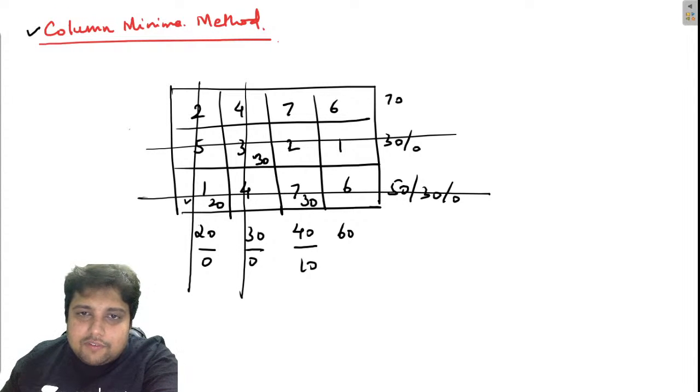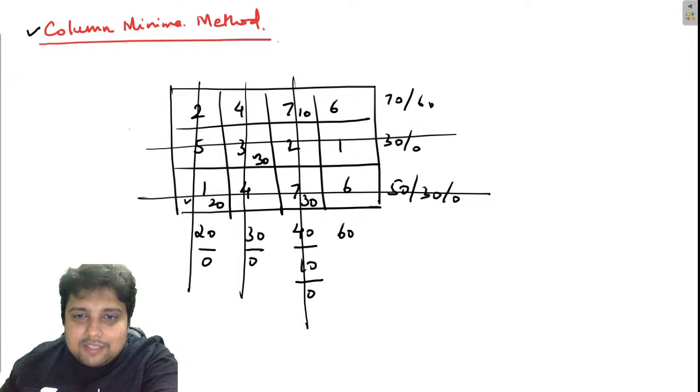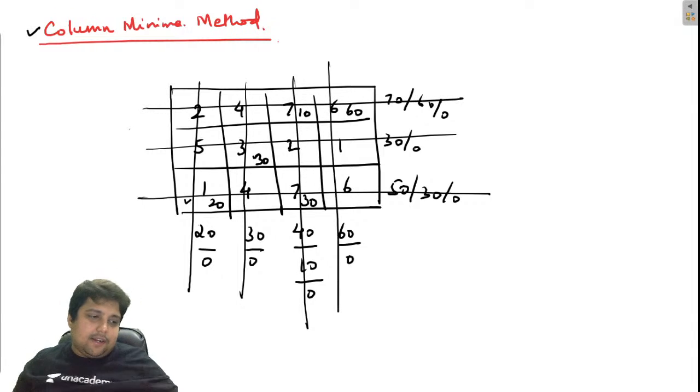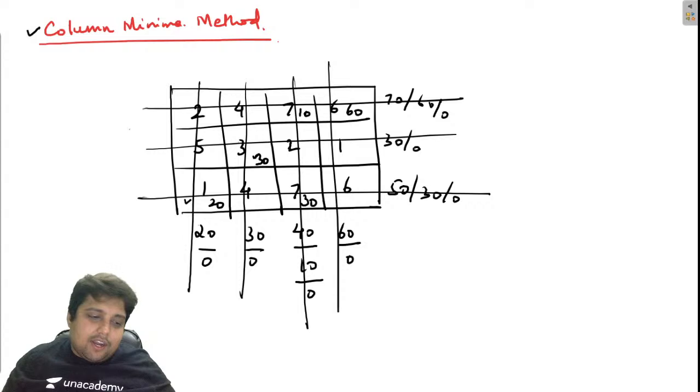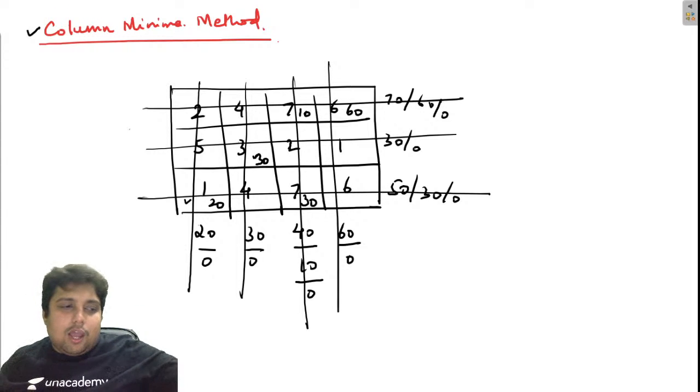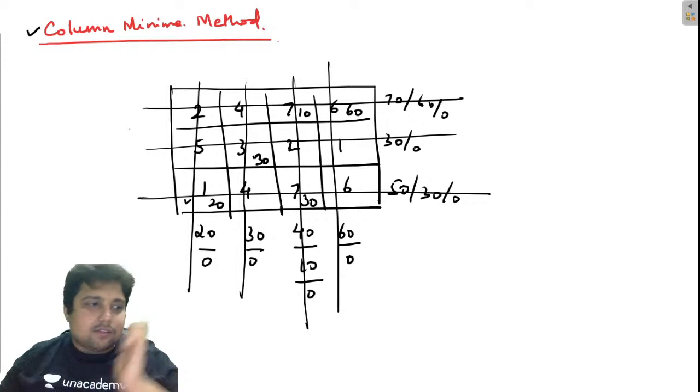Asking for 10, we can give 70. So let us give 10. So this becomes 0, this becomes 60, chopped off. Only one place is left. 0, 0, 60, chopped off. Correct? I hope you guys are coordinating with me. I hope you guys are able to understand this, right?